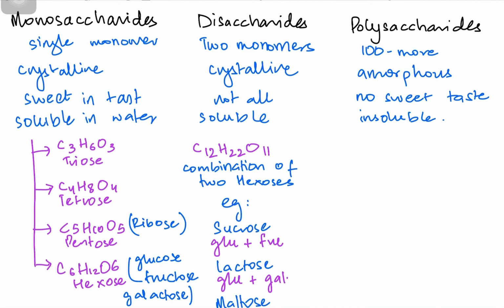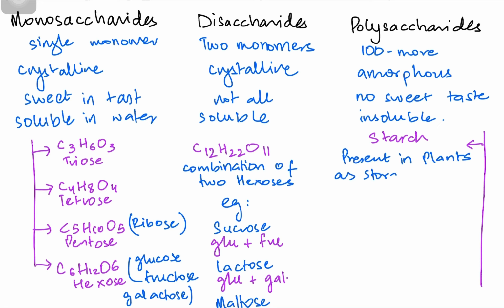A polysaccharide is a combination of hundreds of monosaccharides. The most common example we have for a polysaccharide is starch. In the previous chapter, we have talked about starch a lot. It is present in plant roots, especially as a storage of food. So thousands of glucoses are combined to make starch, and then we store it.